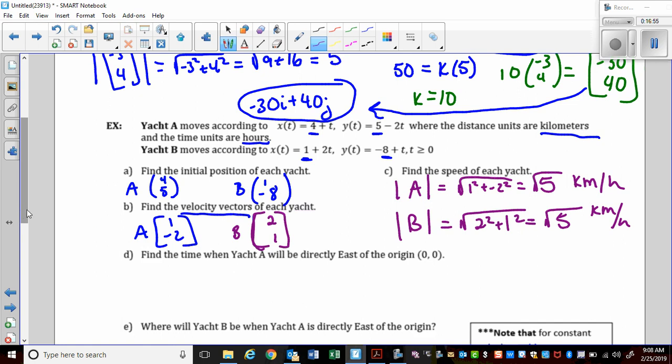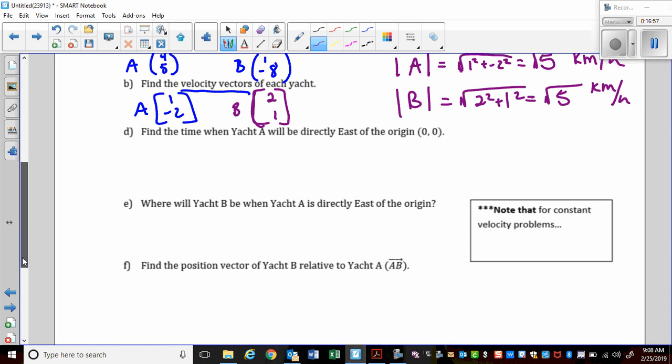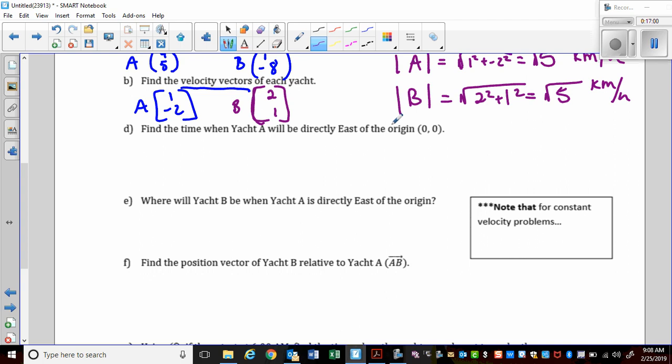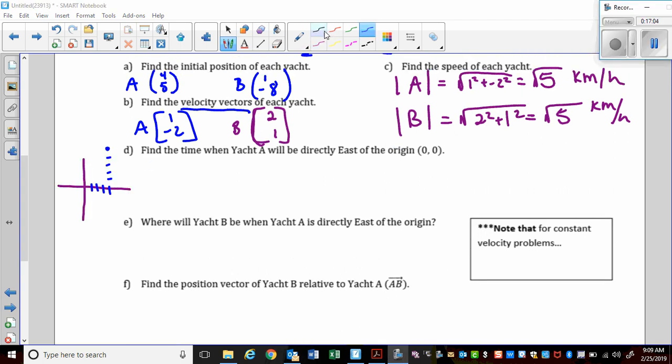Find the time when the yacht A will be directly east of the origin, 0, 0. Okay, so I just kind of plotted the initial position for yacht A. That's all they're asking us for. It's at 4, 5. And then the direction of A is to the right 1 and then down 2. So they're just asking when it's going to be directly east of the origin, which is going to be on the x-axis. And when we're on the x-axis, y equals 0.